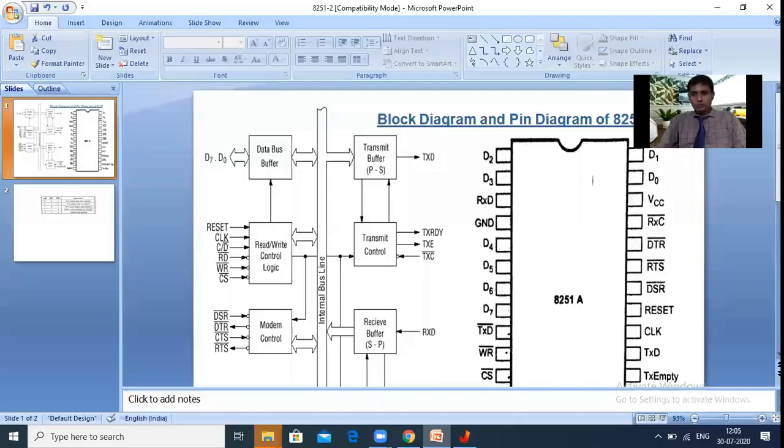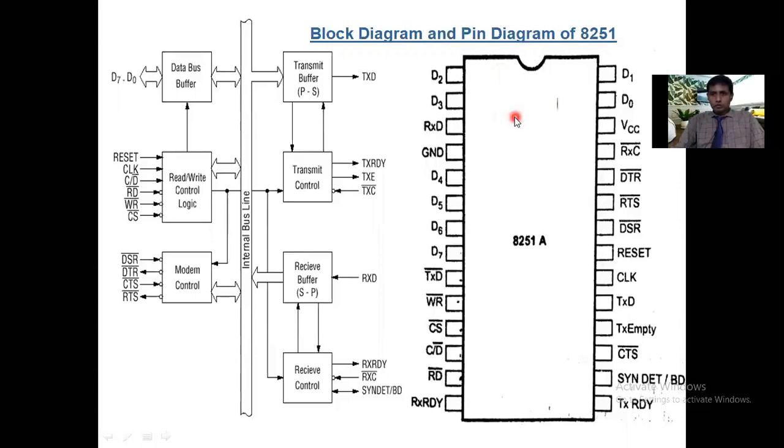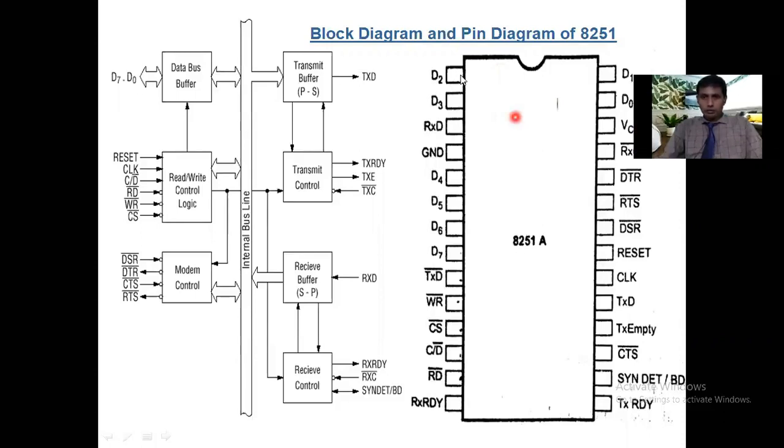See the diagram. See the block diagram and pin diagram of 8251. Here, see the right side part, it is the pin diagram of 8251. In that, how many pins are present in total? 28. See, 14 on one side: 1, 2, 3, 4, 5, 6, 7, 8, 9, 10, 11, 12, 13, 14. And 14 on the other side. Like that, a total of 28 pins are present.